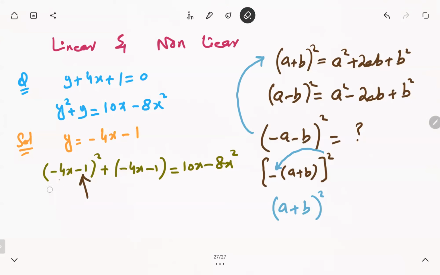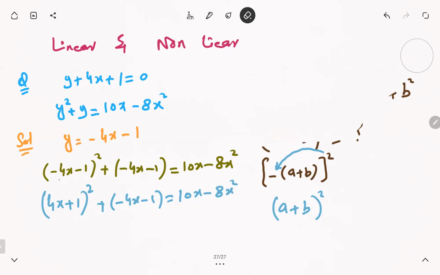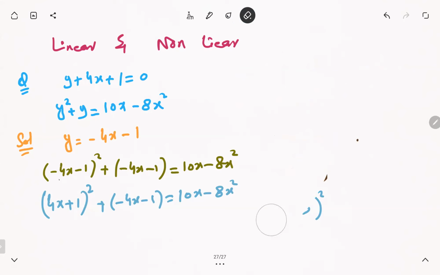So here, if you want to expand minus 4x minus 1 whole square, basically this is positive 4x positive 1 whole square, and the rest I'm writing as it is, 10x. I hope you understood this, and we will be using this in upcoming questions as well. Whenever you find minus a minus b whole square, it's basically positive a positive b whole square.